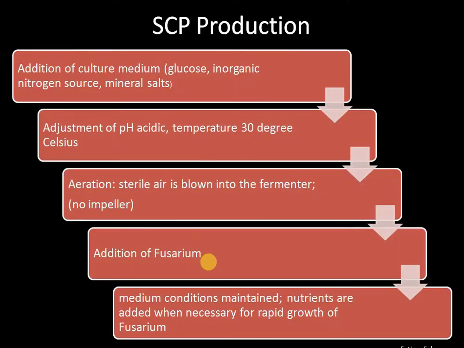The process involves addition of culture medium into the fermenter. This culture medium would have glucose, an inorganic nitrogen source, and mineral salts. The pH is maintained at a slightly acidic medium. Temperature is kept at 30 degrees Celsius. Aeration again is done. Sterile air is blown into the fermenter. Keep in mind that no impeller or mechanical stirrer is used here, so as to protect the structure of the fungus.